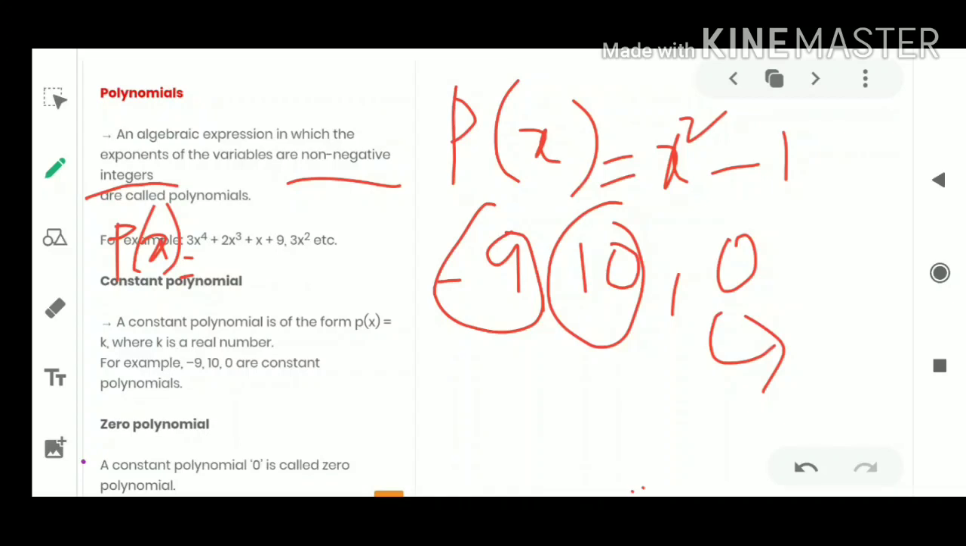So I hope that you understand. The very important thing here is how to find whether the given algebraic expression is a polynomial or not. You should keep in mind that the power is never negative. If the power is negative, it is not a polynomial. If the power is in the form of a fraction, it is not a polynomial. So I hope that you understand all these topics.